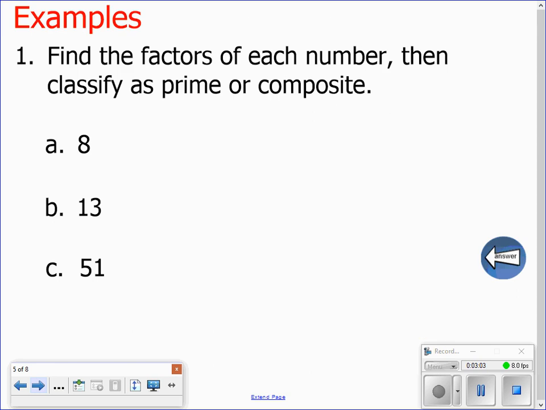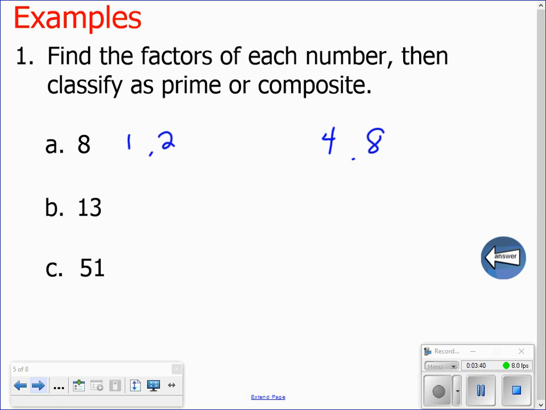Alright, we're going to find the factors of each of the numbers, and then we're going to list it as either being prime or composite. Now, when we're listing the factors of a number, I like to go from the outside and work my way into the middle. So if I'm listing out the factors of 8, I would get 1 and 8, and then 2 and 4, and then 3 doesn't go into 8, so this tells me I have all of my factors because once I get past 3, I'm starting to repeat digits. So my factors for 8 are 1, 2, 4, and 8.